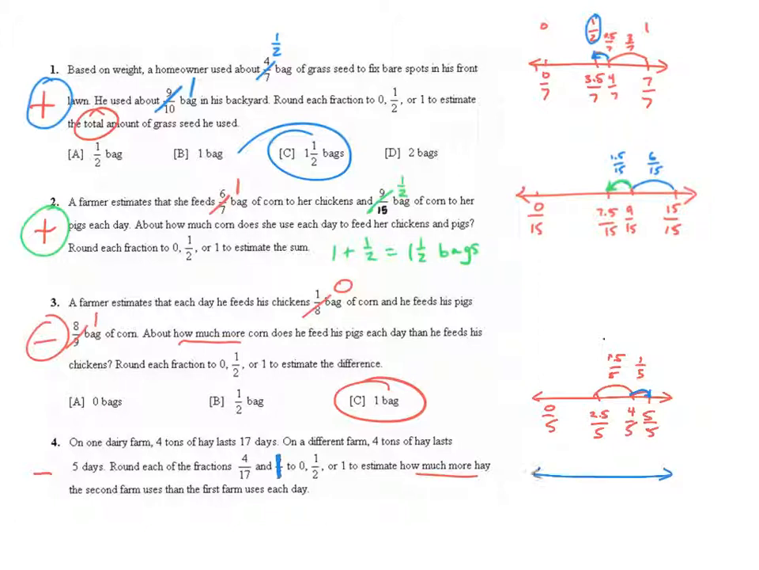And 4/17, here's 0/17, here's 17/17. Half of 17 is 8.5. So 8.5/17 is equivalent to 1/2. And our 4/17 is going to be somewhere over here. It is 4/17 away from 0, but it is 4.5/17 away from 1/2. So when I am rounding this, it's going to round down to 0. We're trying to find how far apart they are. So 1 minus 0 equals 1 ton.